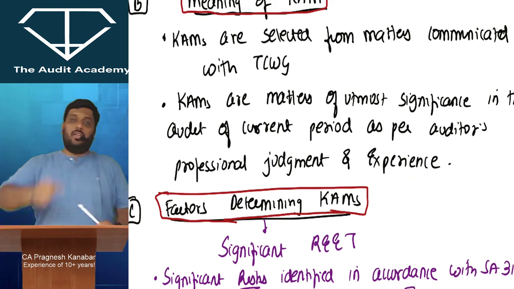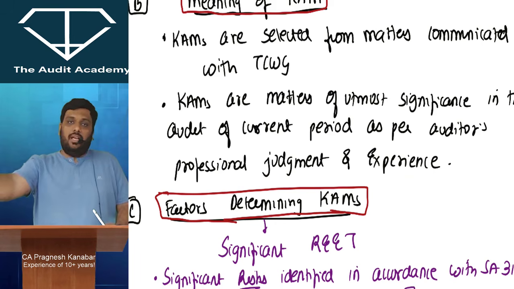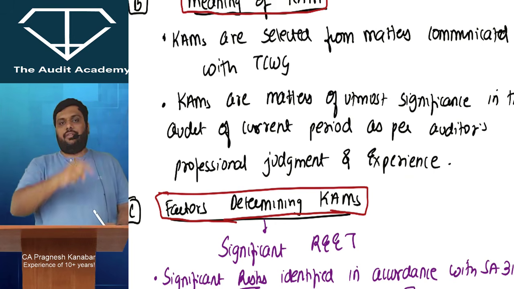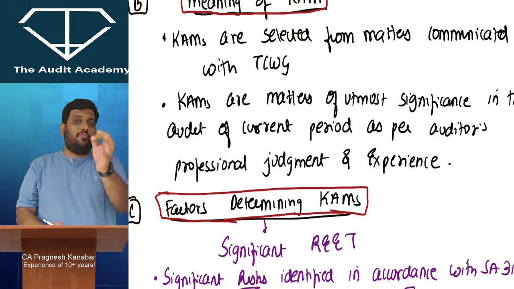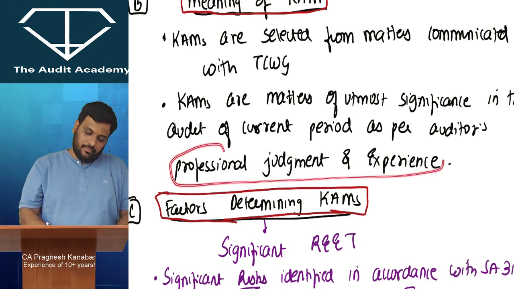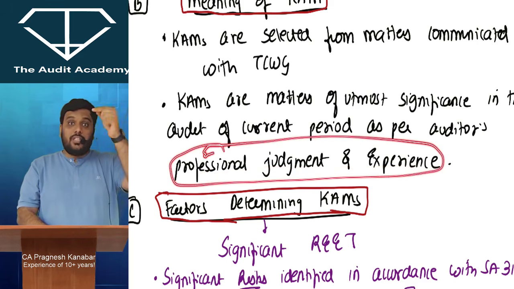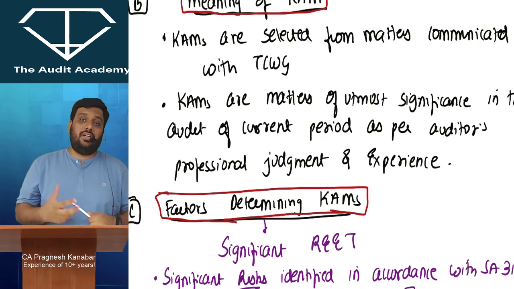One more time. Key audit matters are such matters which are matters of utmost significance in the audit of financial statements of the current period as per auditor's professional judgment and experience. You know why half of the students are not able to clear audit? Because of this phrase, professional judgment and experience.